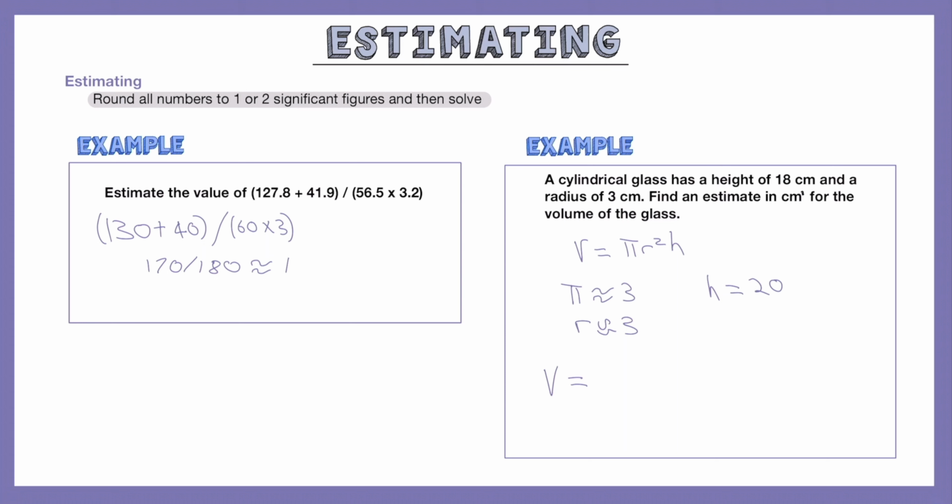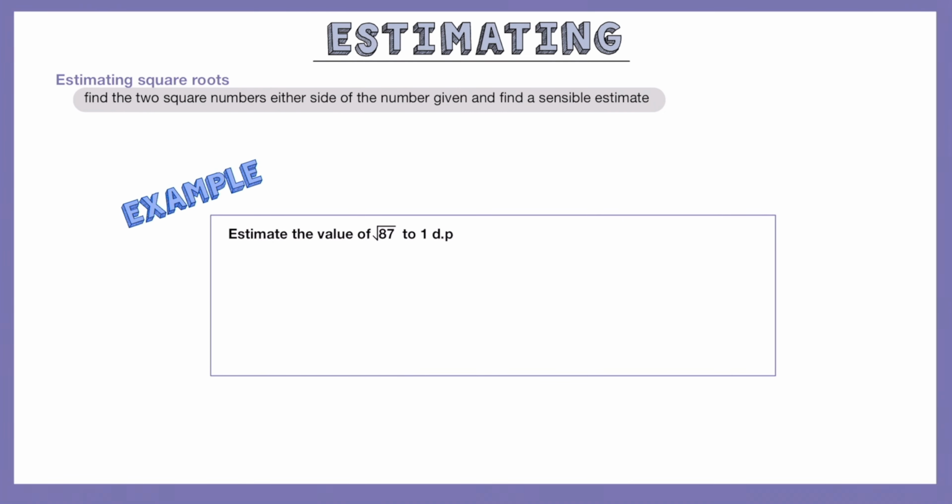So the volume equals 3 times 3 squared times 20, which we can calculate in our heads to be 140 centimeters cubed. So now let's move on to estimating square roots.